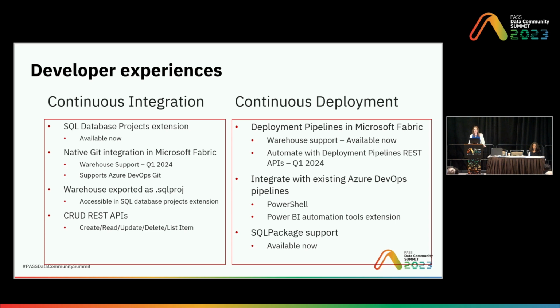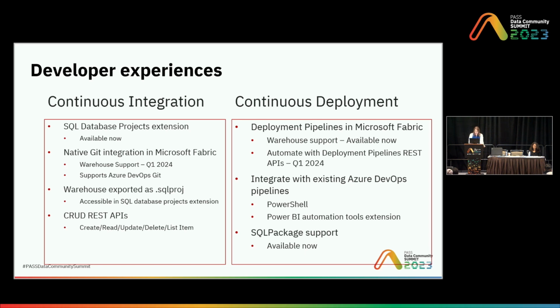We also will be offering native Git integration directly through Fabric. So basically, you can connect your workspace to an Azure DevOps Git repo and do all of your commits, your reverts, and collaborate over that for your CI pipelines. And then you have your warehouse, which you can export as a SQL project as well. And we just recently also announced support for CRUD REST APIs. So you can do things like create your warehouse artifact, read, list, delete, all those sorts of good things. So that plays into that automation story and the developer experiences story.